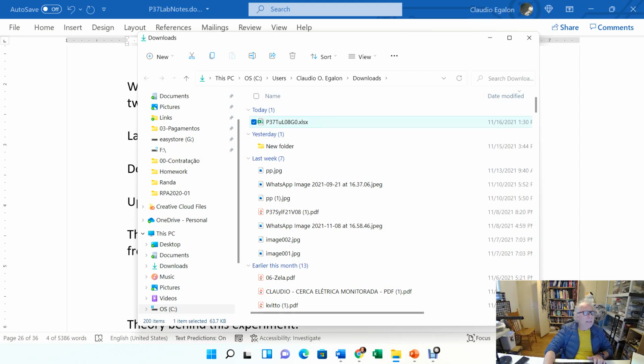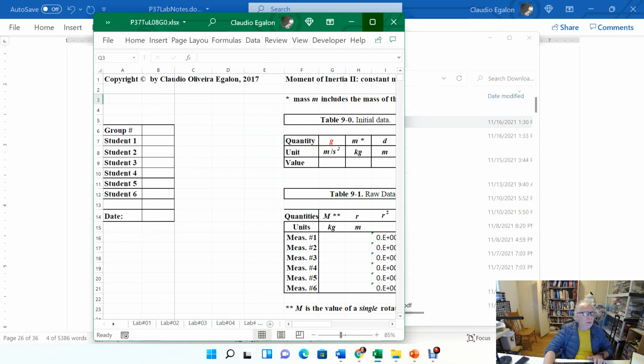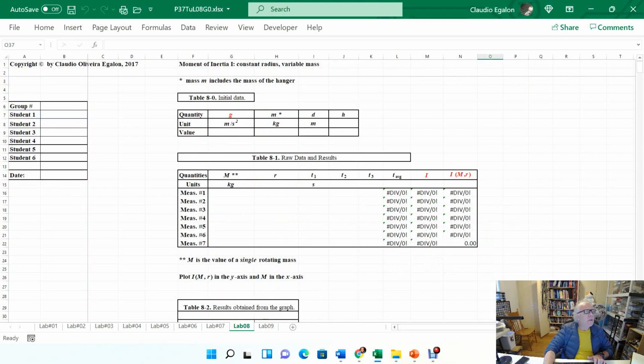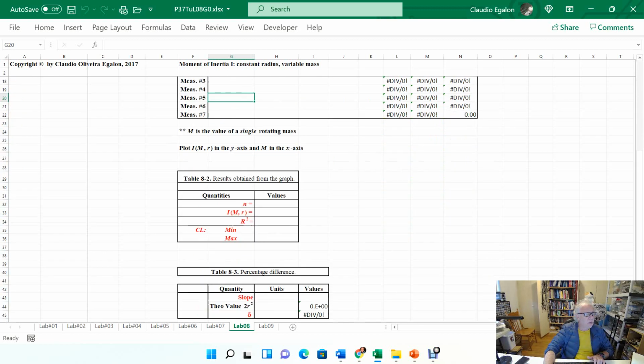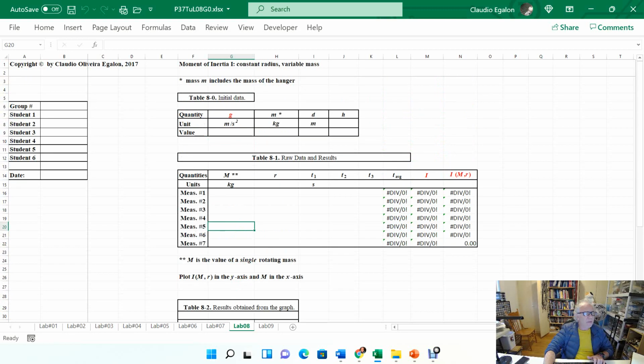You open the spreadsheet, lab number 8. You should have this spreadsheet that you see right here. That's the moment of inertia spreadsheet. Don't forget to fill up your group number, student name. Don't make any modifications here other than just logging the data here. Do not add lines, do not delete lines, do not add columns, do not delete columns. I need you to preserve this format and only input your data, okay?